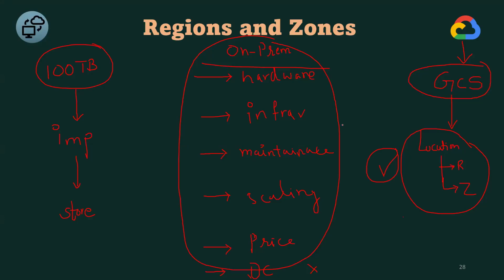So this is what GCP is. The main importance of the GCP regions and zones is that whatever the resource that you are going to create in the GCP, whatever the service that you are going to use, you are going to select a location for sure. So for selecting the location, we are going to understand the GCP locations concept.